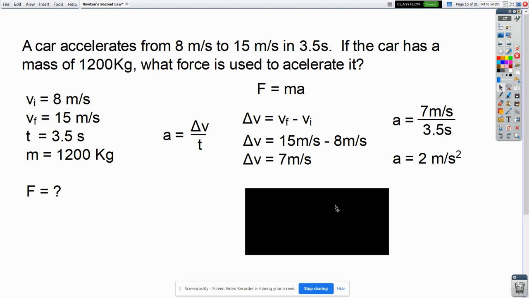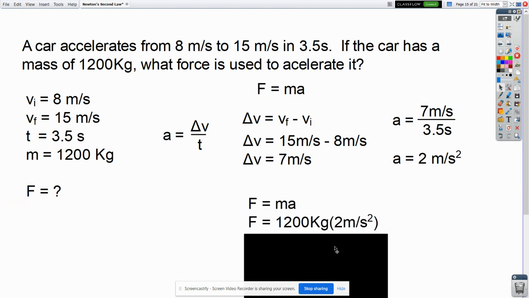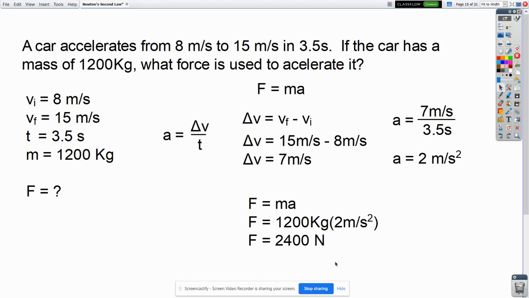And then once I have that acceleration, I can go ahead and substitute into F equals m times a: 1,200 kilograms times 2 meters per second squared, then solve it out and get 2,400 newtons. So again, that's the typical higher level problem solving that you often find in a physics classroom.